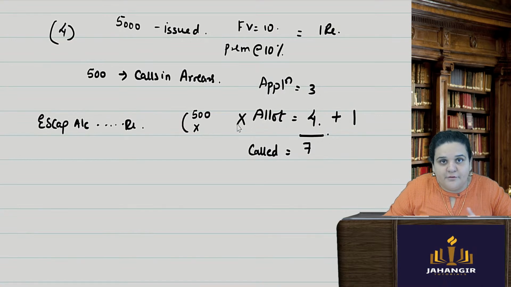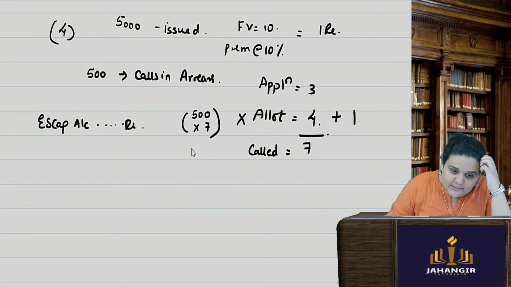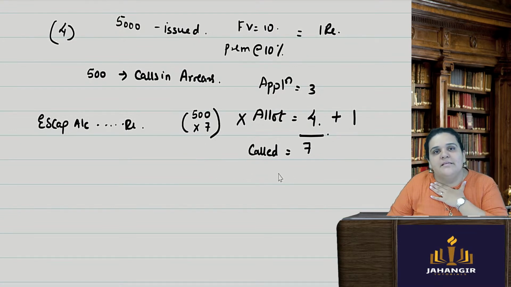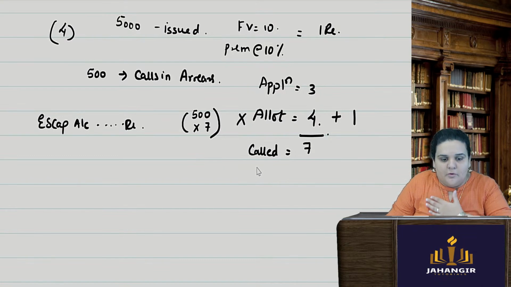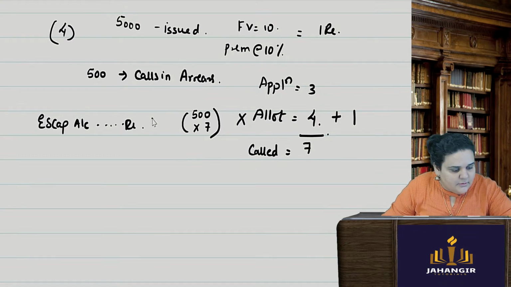I am not waiting for the first call, final call. So here I cannot multiply by 10. I'll multiply by only 7 because the called up amount is only 7. So here it will become how much? 3,500.